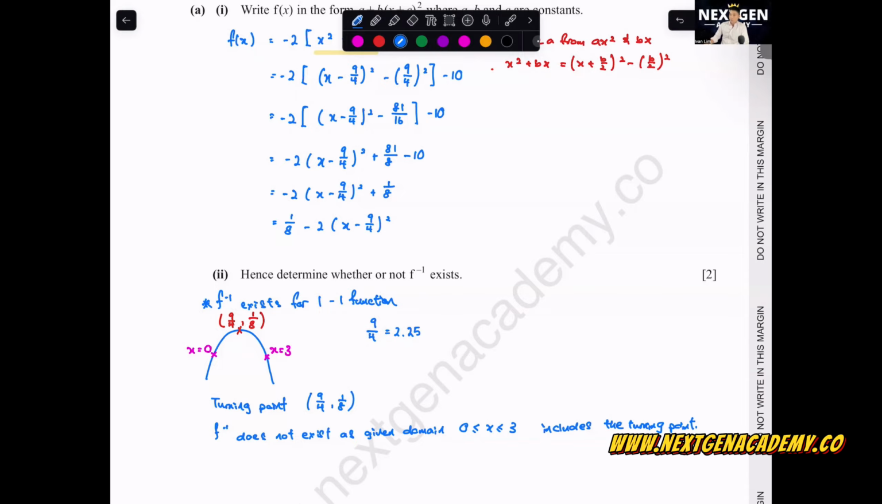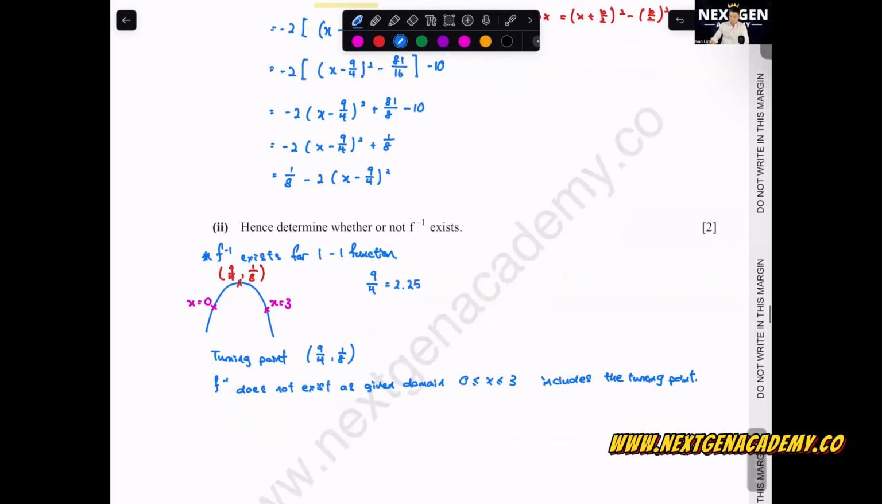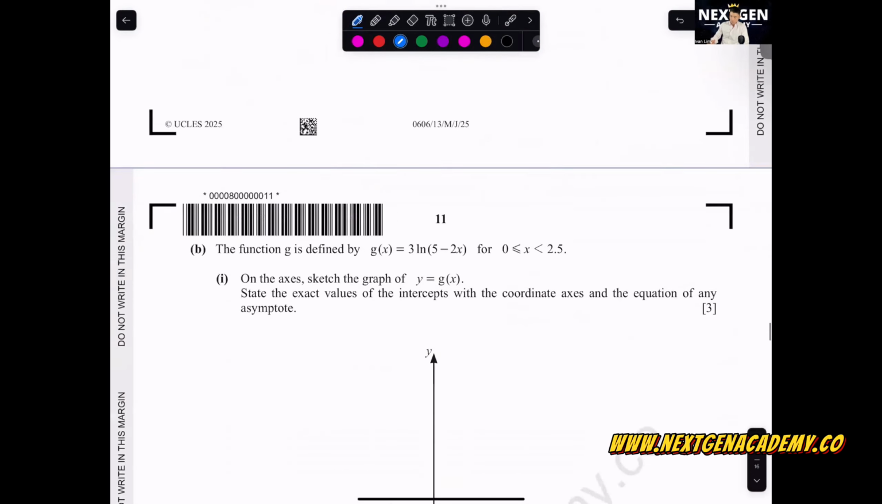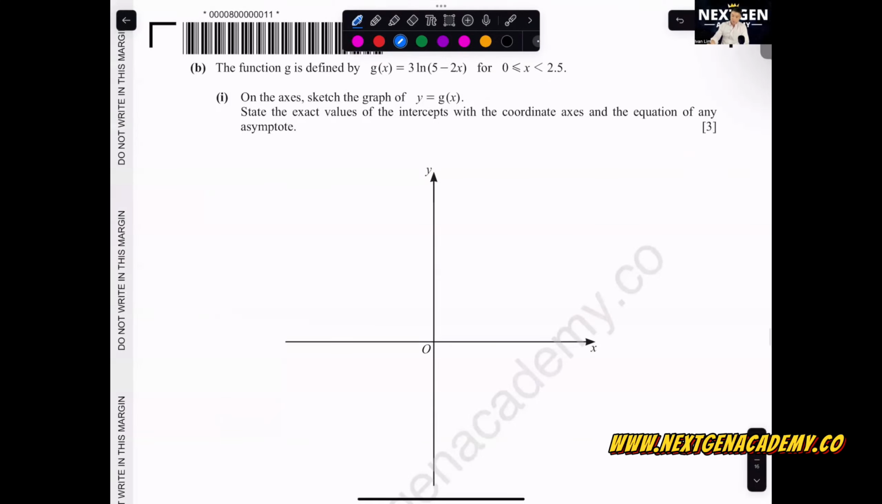Okay, let's go to question 9b. Recently I've been seeing a lot of this exponential and ln type of question, but you must take note on how to figure out, like let's say if it's a negative 2x here, how do we sketch it? If you're not clear, go to the last section of the exponential and ln chapter in Thinkific and go watch it.